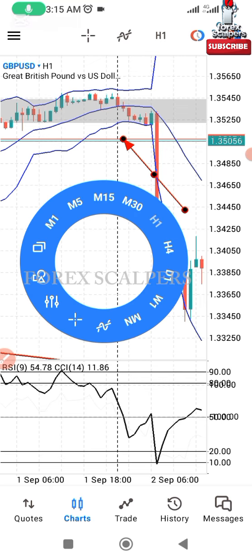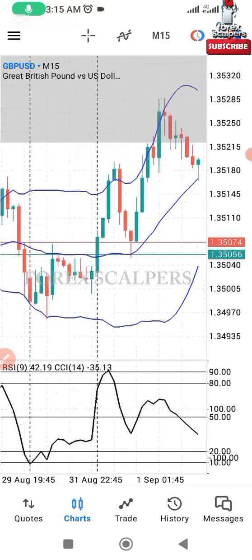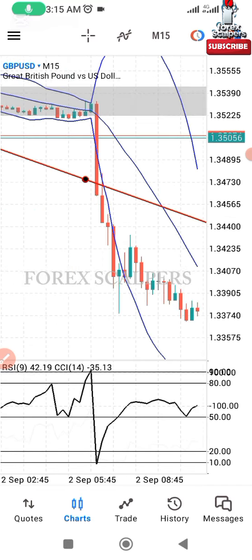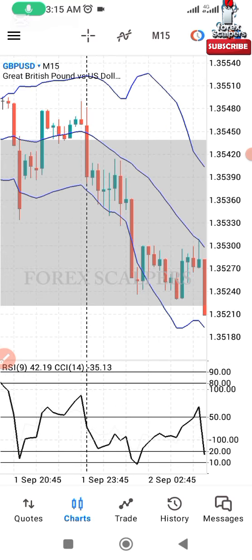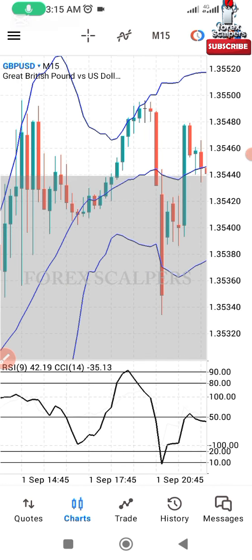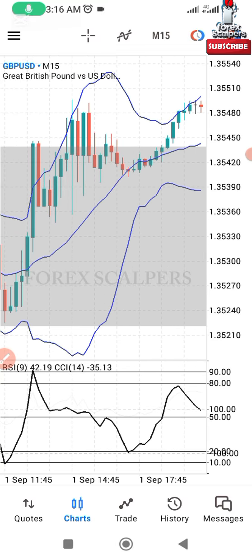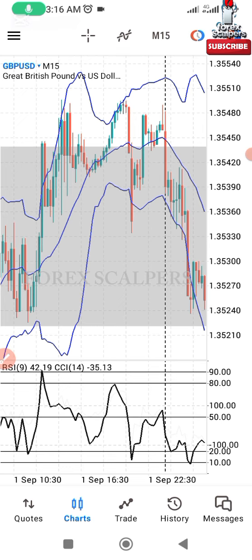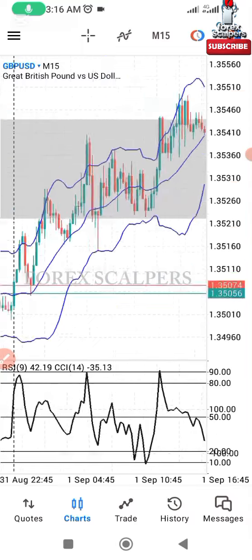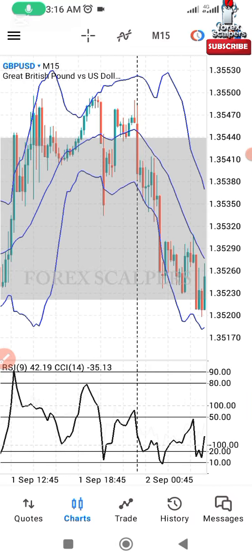marked. Now let's go to our 15-minute time frame and see how exactly that trade plays out. Okay, so here it is. This is the 15-minute time frame, and you can see the play out of that particular trade. Do you see that? This is where it plays out.